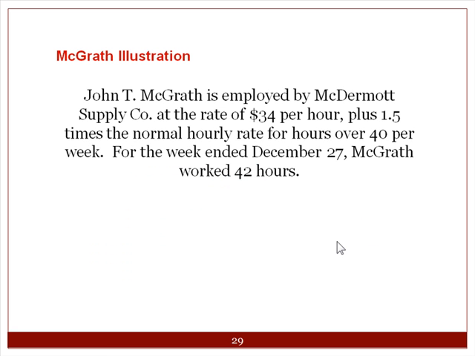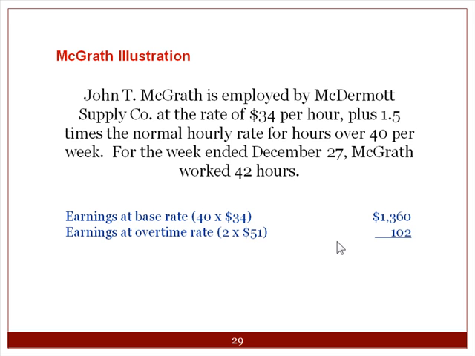McGrath is employed by McDermott at the rate of $34 per hour plus 1.5 times for OT if he works more than 40 hours a week. For the week ended December 27th, he worked 42 hours. So he has his 40 hours at $34 an hour. He has his 2 hours at $51 an hour because that's time and a half. And his total earnings are $1,462.